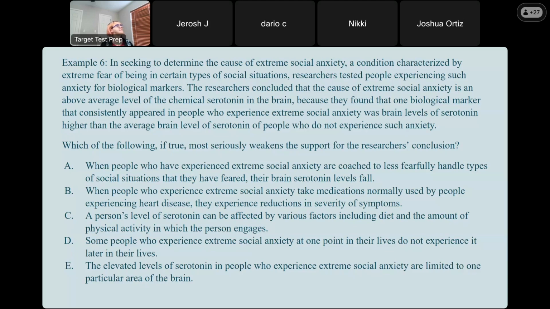Okay. In seeking to determine the cause of extreme social anxiety, a condition characterized by extreme fear of being in certain types of social situations, researchers tested people experiencing such anxiety for biological markers. The researchers concluded that the cause of extreme social anxiety is an above average level of the chemical serotonin in the brain, because they found that one biological marker that consistently appeared in people who experience extreme social anxiety was brain levels of serotonin higher than the average brain level of serotonin of people who do not experience such anxiety. Which of the following, if true, most seriously weakens the support for the researcher's conclusion?